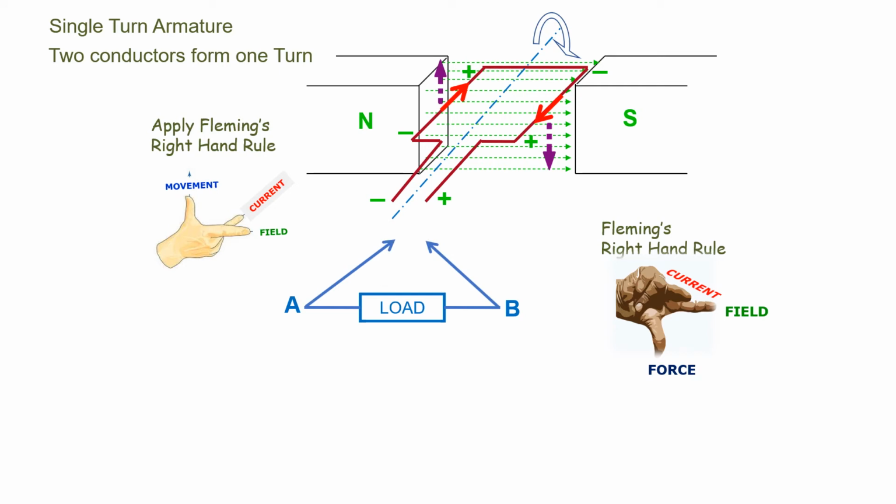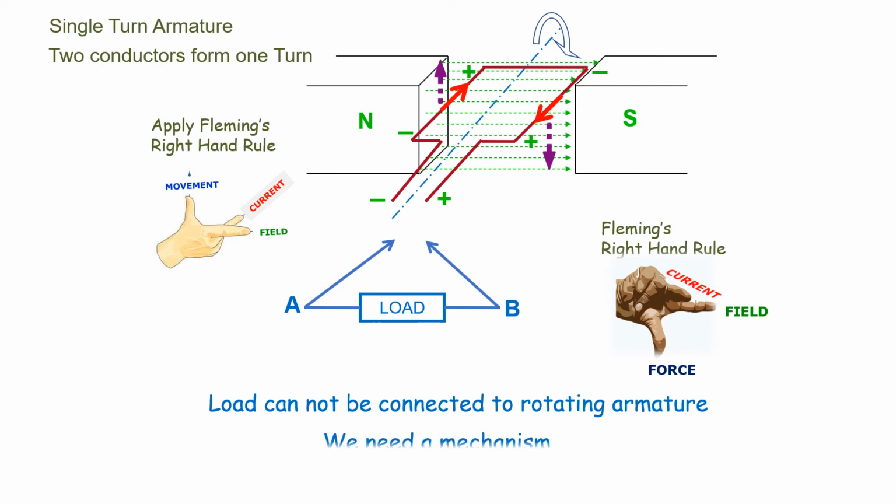We need to connect the load in order to pass the current through this load. But this load cannot be connected to a rotating armature. We need a mechanism to connect this stationary load to the rotating armature. We will understand this in the next slide.